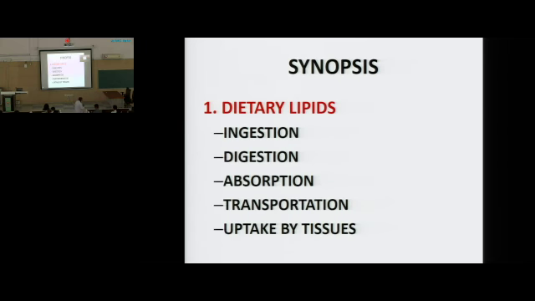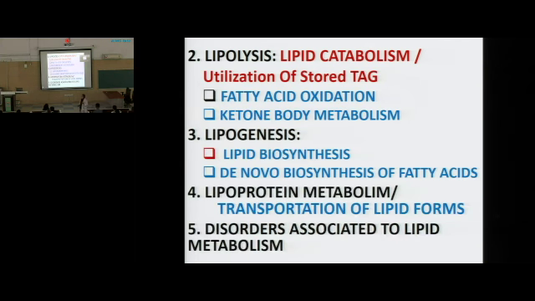Now in this topic, what are we going to cover and what will be the objectives? First is ingestion. Very important: how dietary lipids are ingested, later digested, absorbed, transported and taken up by the cell, because actual metabolism takes place within the cell. We will see which cells these lipids enter and how they are further metabolized. Metabolism is nothing but catabolism and anabolism. Lipid catabolism means lipid breakdown, which is lipolysis, and lipid synthesis is lipogenesis. So metabolism of lipid includes lipolysis and lipogenesis.